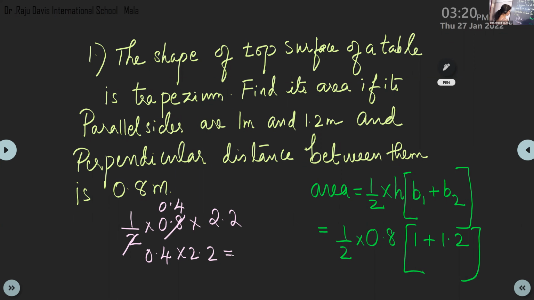How to do the multiplication of decimals? First step, simply multiply like ordinary numbers. So 22 into 4 you do. What is 22 into 4? 88. So 4 twos are 8, 4 twos are 8. So 88, isn't it? Now you have multiplied them as simple numbers. Then check how many decimal places are there, that means how many digits are there after the decimal point, towards the right side of the decimal point.